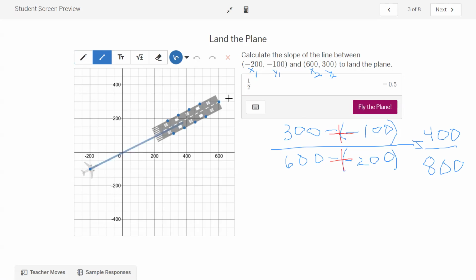We can double check because it's given to us on a graph. We can double check it and see that this is a positive slope. So it is a positive 1/2. You will not always be given a graph to check it though. And our plane landed on the runway.